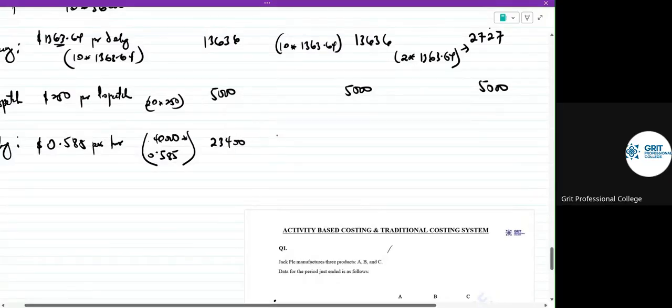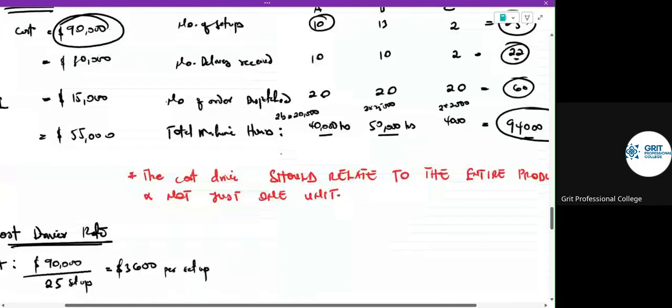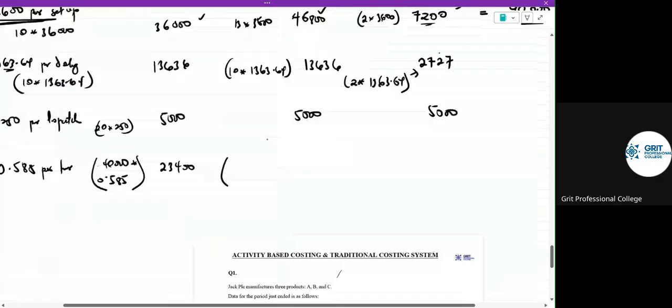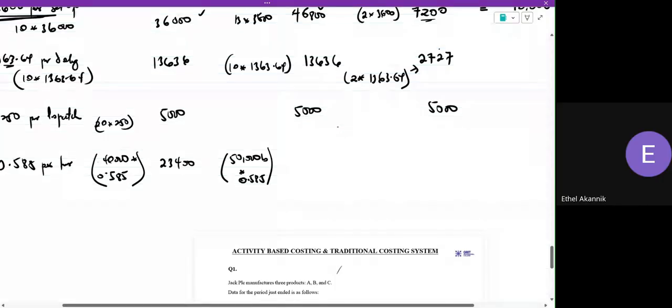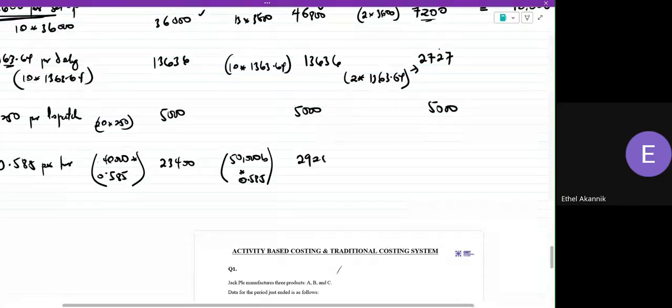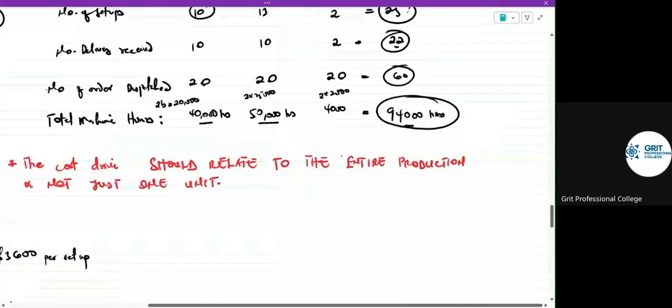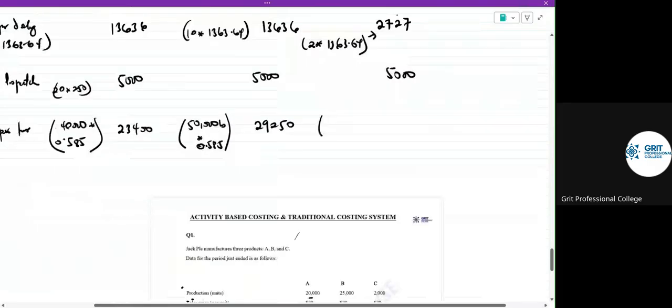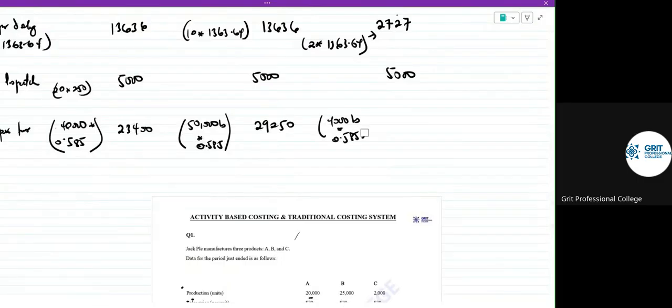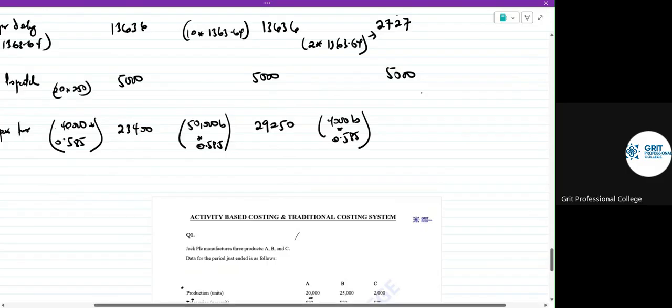Okay, for B, 50,000 hours, right? So 50,000 hours by 0.585. That gives us how much? 29,250. Okay, and finally, for C, the 4,000 hours, right? By 0.585. And that gives us how much? 2,340.